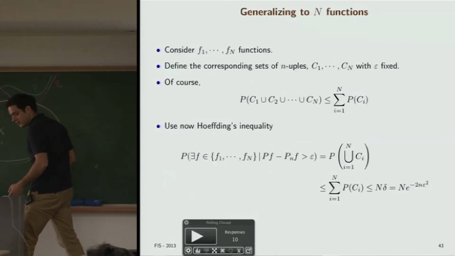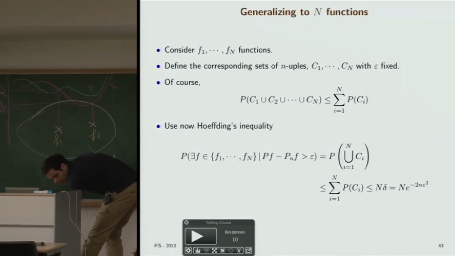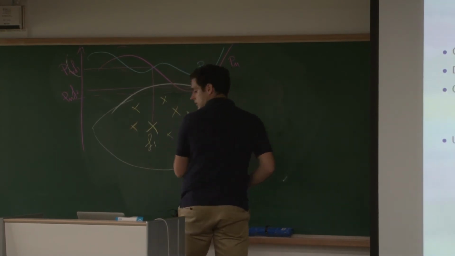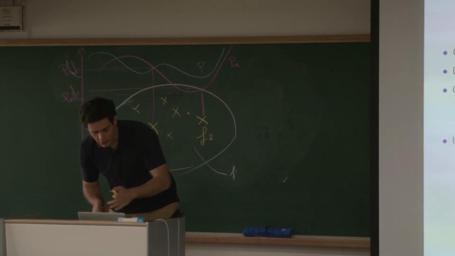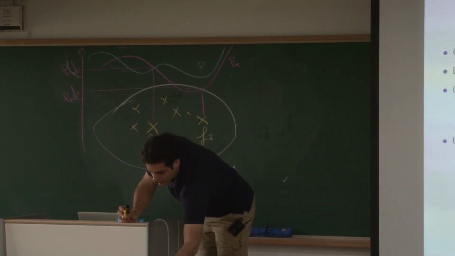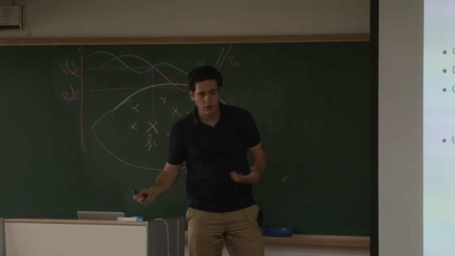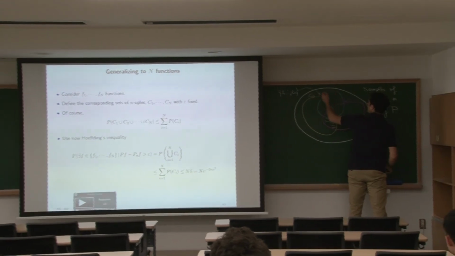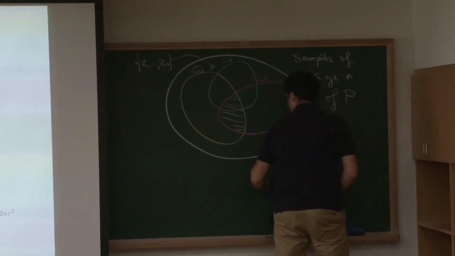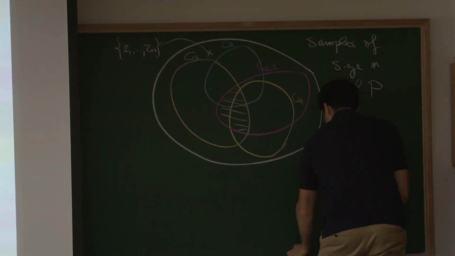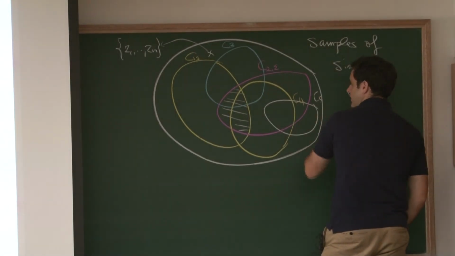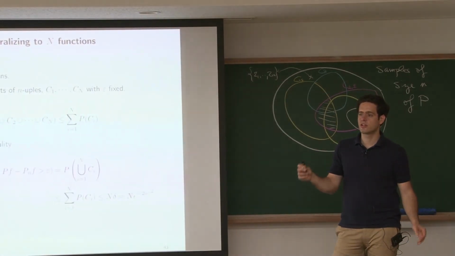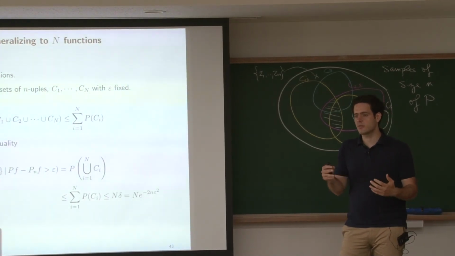Imagine now that I'm not restricted only to 2 functions, but my set now is big N functions. We can do exactly the same thing. We can start drawing sets: C3, C4, C5, etc. Each of the Ci's is the set for which the empirical average of the function deviates from its true average by more than epsilon.